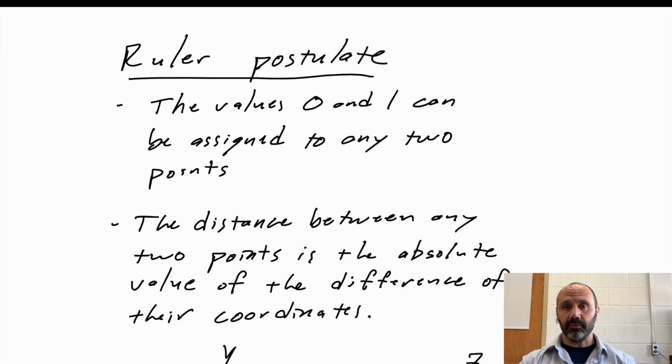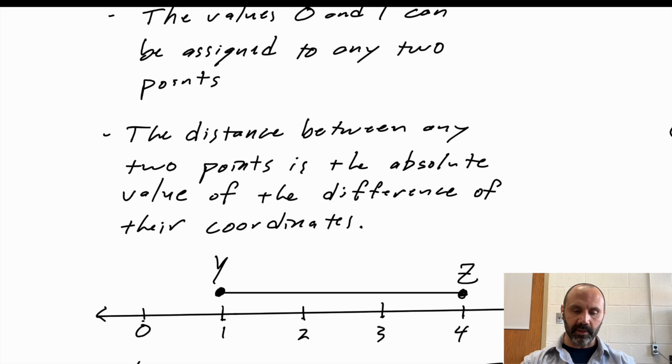So our first postulate is called the ruler postulate. Okay, this idea is that the values 0 and 1 can be assigned to any 2 points. So I can take any 2 points and assign the values of 0 and 1. What that does is it sets a measurement for me. That now has a measurement of unity of 1, right? This is 1 unit, that then can set the pattern for other measurements and other units. And then the distance between any 2 points is the absolute value of the difference of their coordinates.